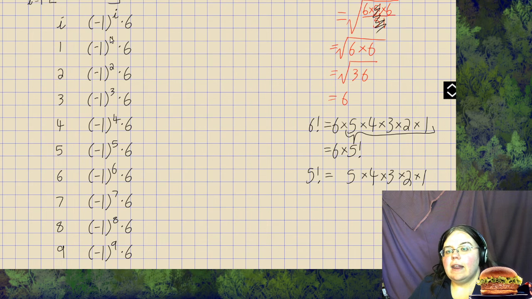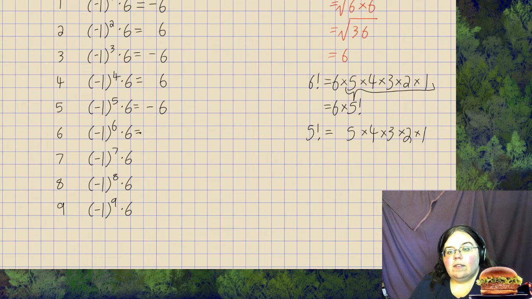Okay, so now we need to say, okay, -1 to the power 1. Well, anything to the power 1 is just itself, and then -1 times 6 would be -6. Now -1 to the power 2. Well, a negative times a negative goes positive, so we're going to have there 1 times 6, which will just be 6. -1 to the power 3 will be -1, times 6 will be -6. -1 to the power 4 would be 1, times 6 is 6. -1 to the power 5 would be -1, times 6 is -6. And so on. So let's see, that's even, so 1 times 6 is 6. That's odd, so -1 times 6 is -6. Even, so 1 times 6 is 6. And then odd power, so negative times 6 gives us -6.